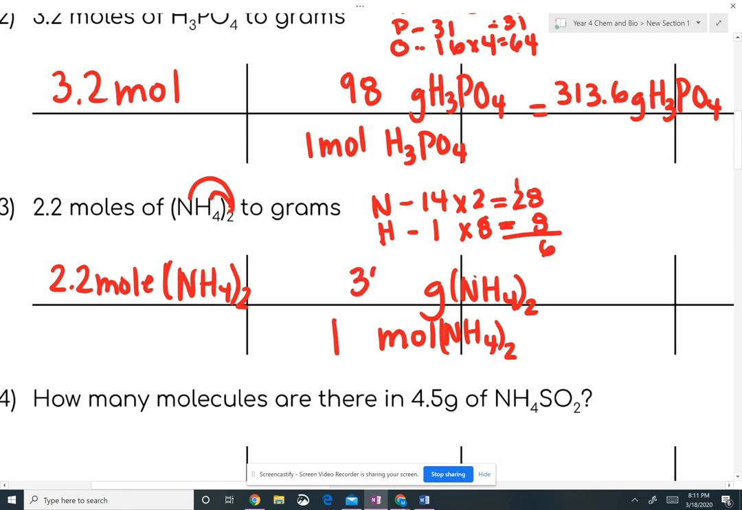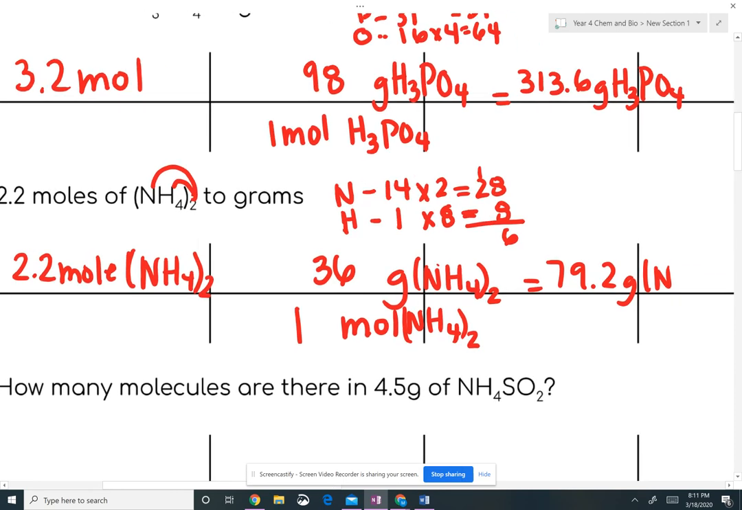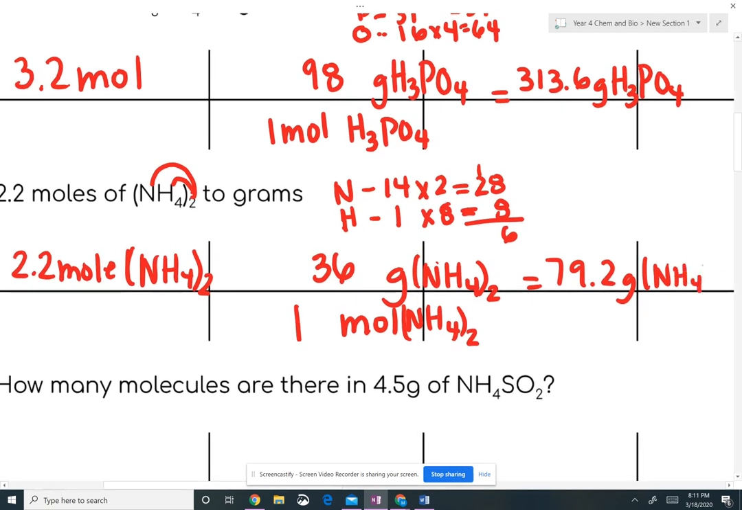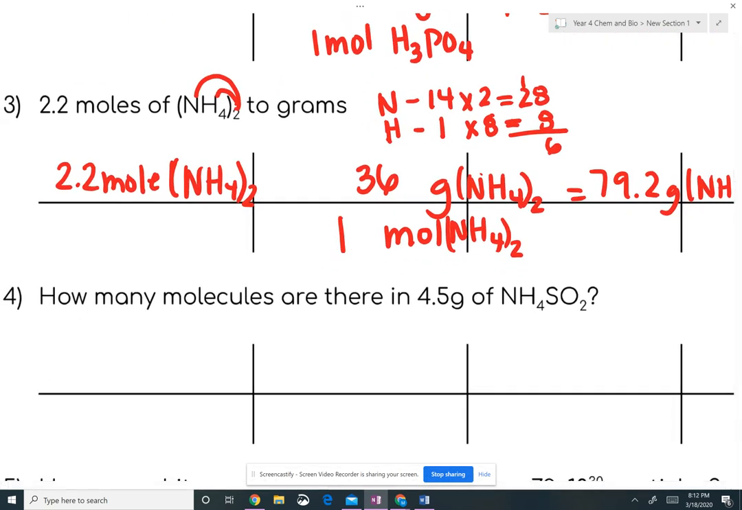So I should have like 36 grams, right? So 36 times 2.2 should get you about 79.2 grams of NH4, 2. Okay, so the next one, they're asking us how many molecules are in 4.5 grams of NH4, right?